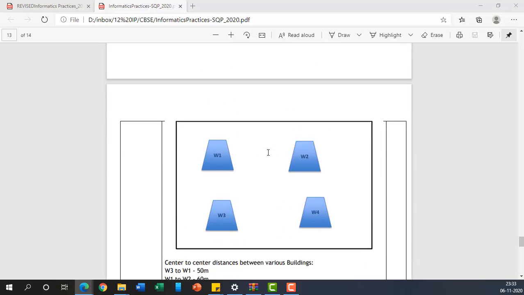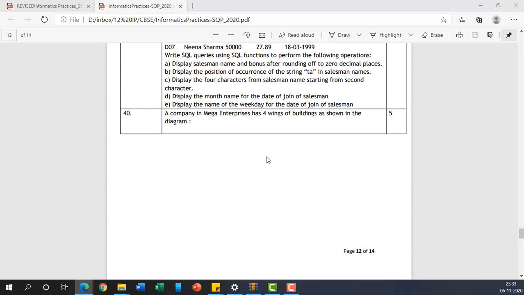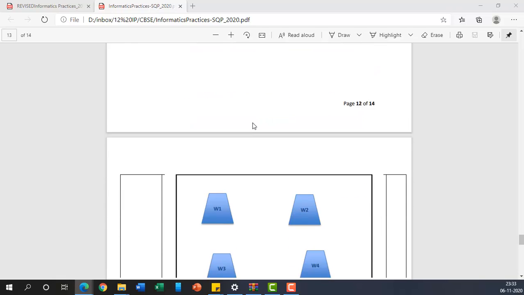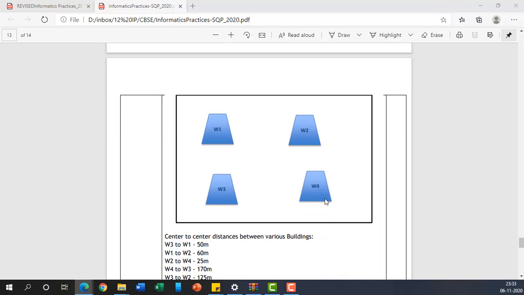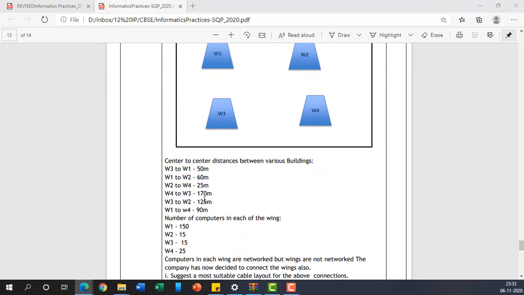Okay, yes, this one is from SQL. A company, Mega Enterprises, has four wings of buildings as shown in the diagram. So this is the diagram: W1, W3, W4, and W5. Here is the distance between these.